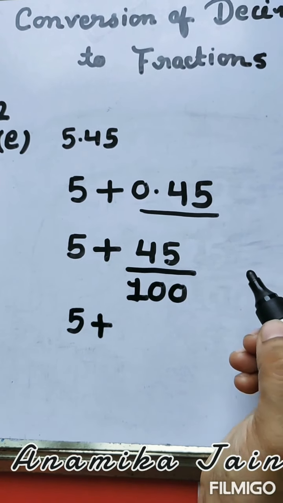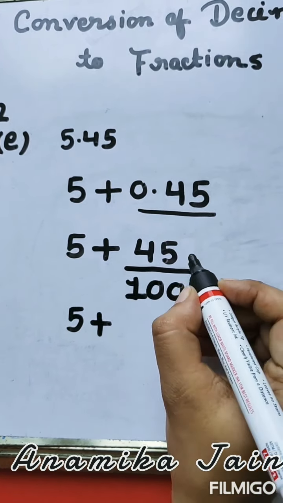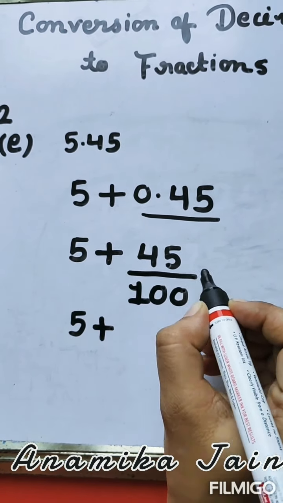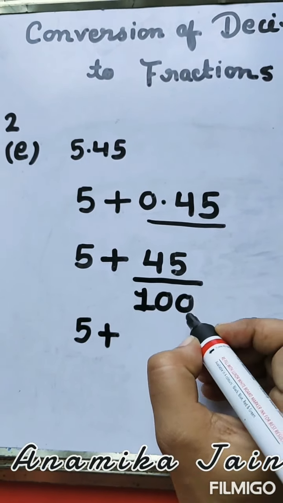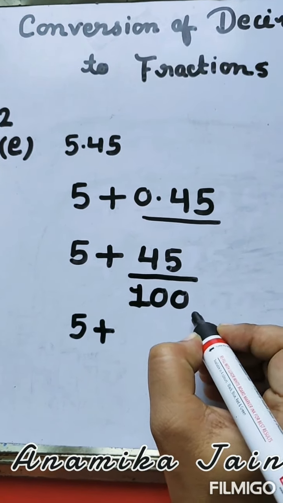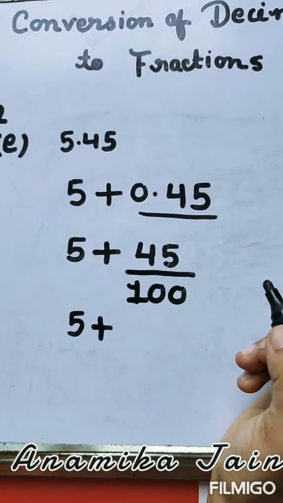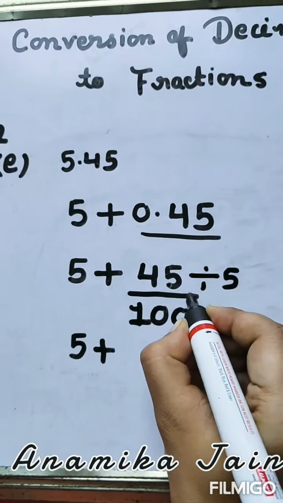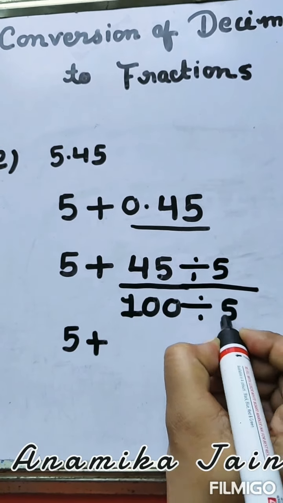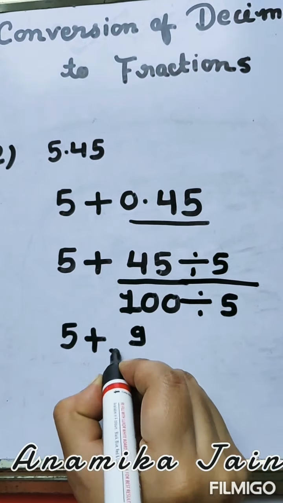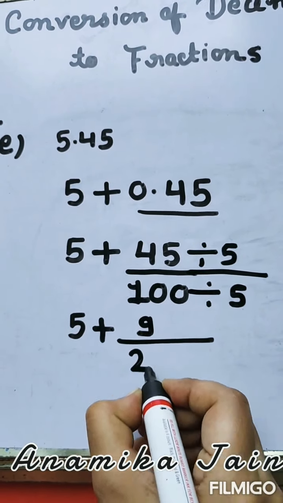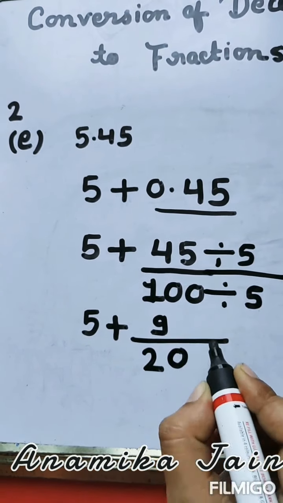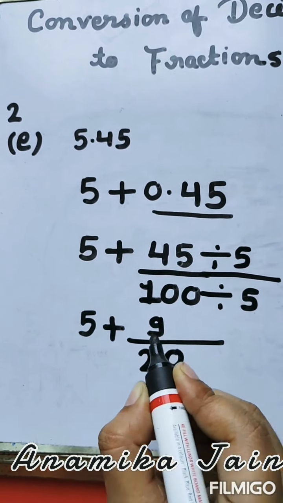We divide by that common factor. We know the divisibility rule of 5, that if the ones place is either 0 or 5, the number can be divisible by 5. Here the ones place is 0 and here it is 5, so we can easily divide by 5. We know that 5 nines are 45 and 5 twenties are 100. So now there is no common factor between the numerator and denominator.